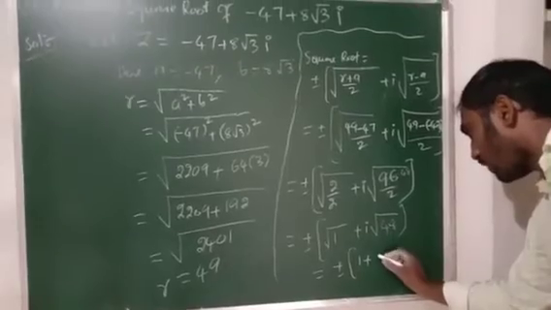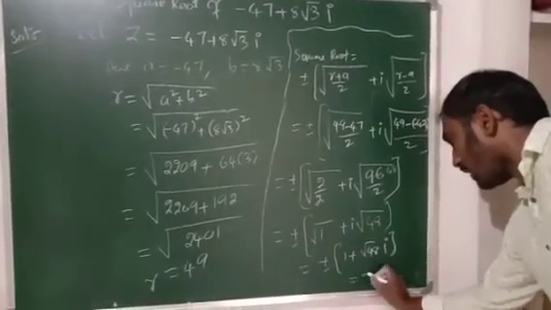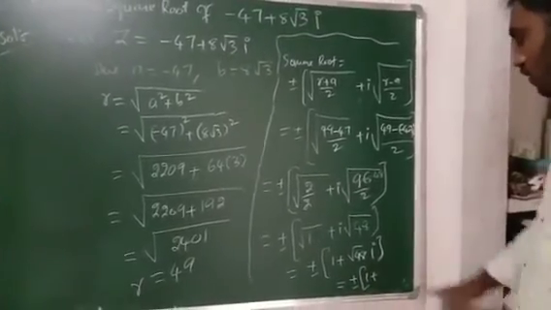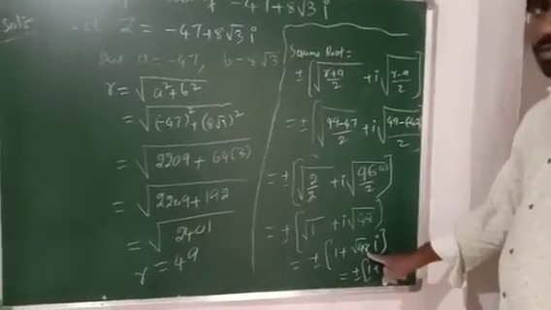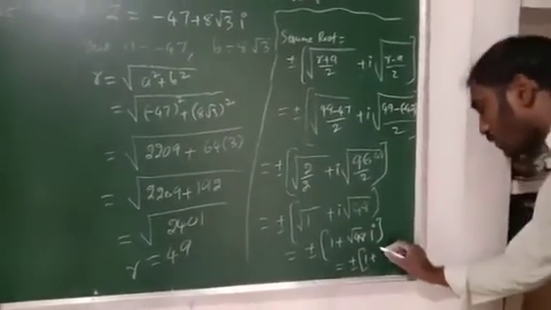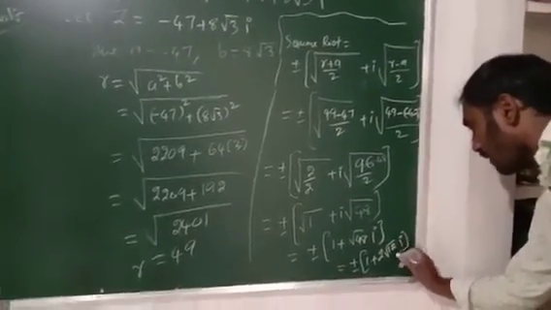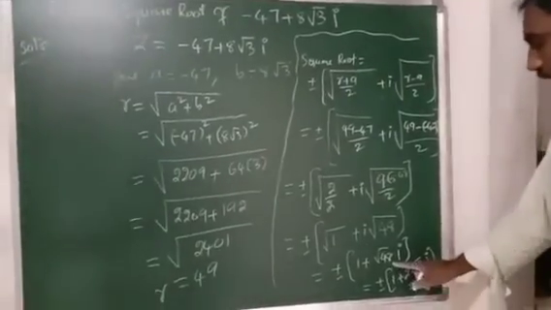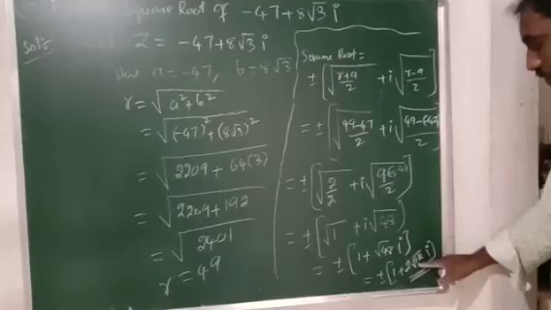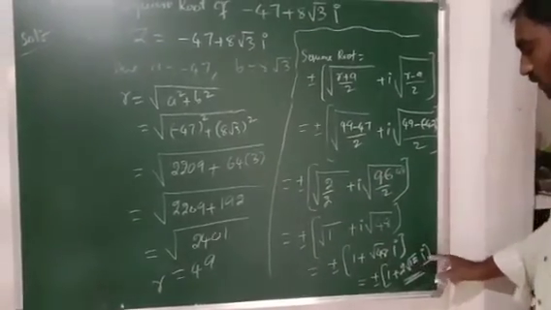i into root 48 means root 48 i, and root 48 can be written as plus or minus 1 plus root 48 i. Root 48 is 4 into 12, so 4 can be written outside, that is 2 root 12, 2 root 12 into i. This is the square root. Root 48 can be written as 2 root 12. If 2 goes inside the square, it becomes 4, and 4 into 12 is again 48. So root 48 can be written as 2 root 12 i.